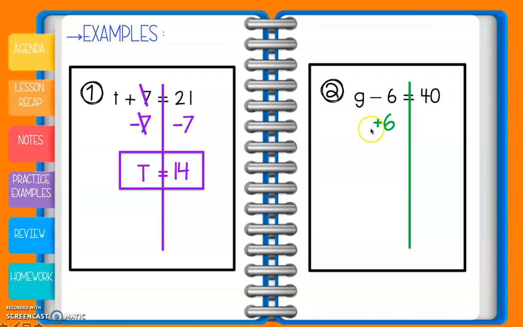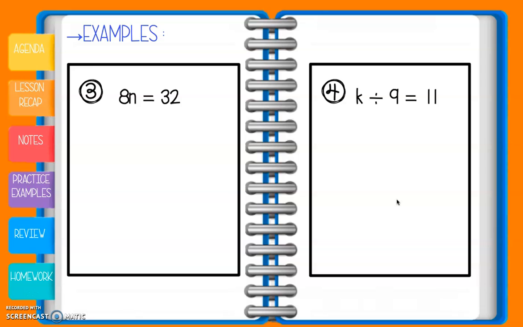Okay. Whatever I do on this side, I've got to come over here and do the exact same thing. So I'm going to add 6. Now, my minus 6 and my plus 6, they cancel each other out, and I'm left with just my g equals. And then over here we have 40 plus 6, and we get 46. So my final answer is g equals 46.